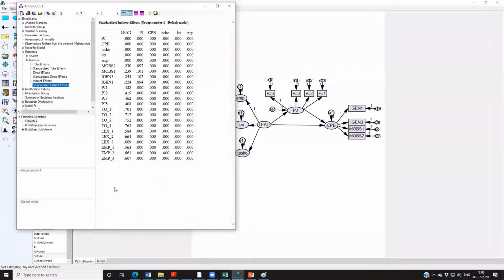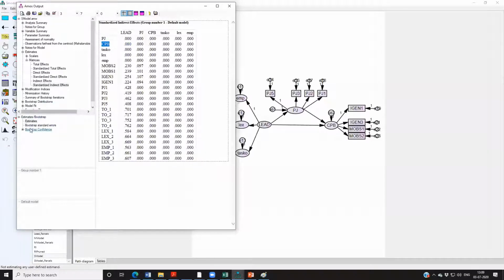So if you look at the standardized indirect effect, how can you report the significance of the indirect effect? So this is the standardized indirect effect, and what is it? Lead to CPB. That means the indirect effect of leadership on CPB. So it is this effect. The coefficient is 0.08.